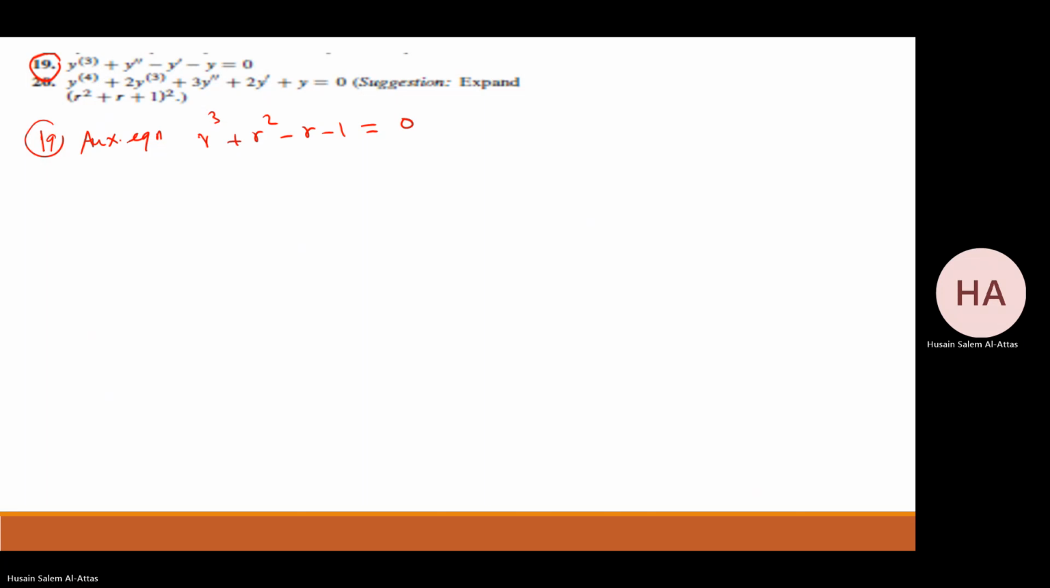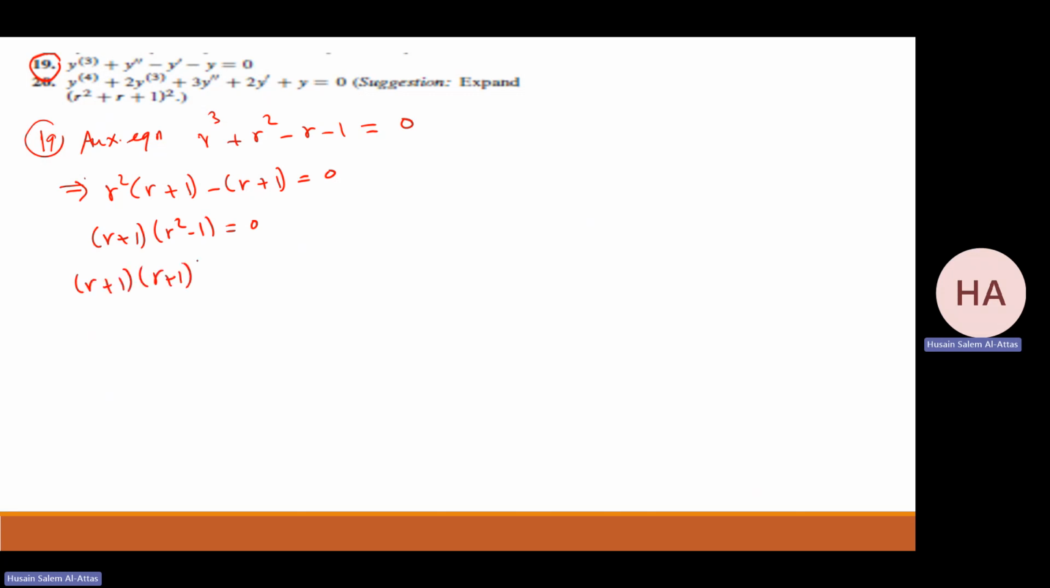Okay. I can take r squared as a common factor. I have r cubed plus r squared minus r minus 1 equals 0. So I can take r plus 1 common, and r squared minus 1 equals 0. So I have (r plus 1)(r plus 1)(r minus 1) equals 0. What are the roots?